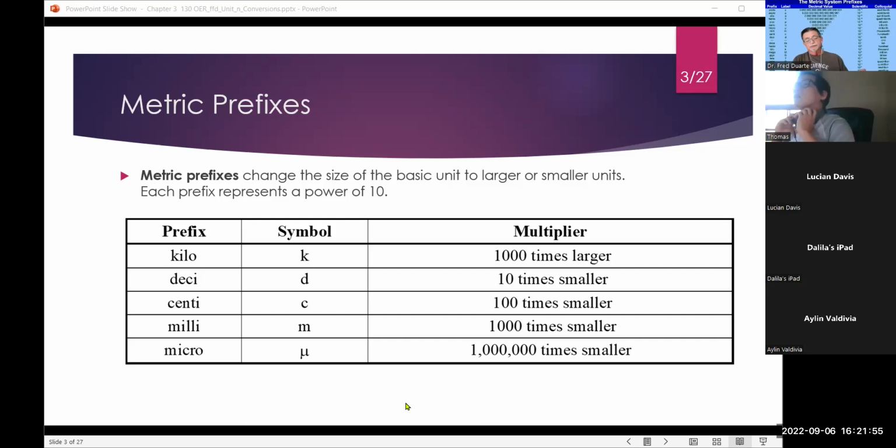And then I introduced a new one, which looks like the letter u, but it's a lowercase symbol for micro, which is 1,000,000 times smaller. And these prefixes can be utilized for all of the others, for mass, for volume, and length.